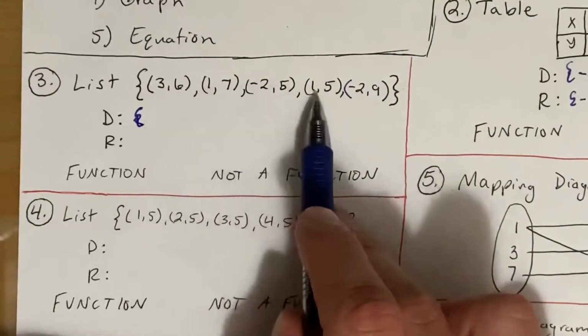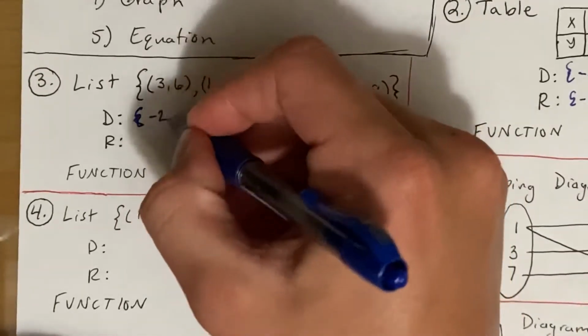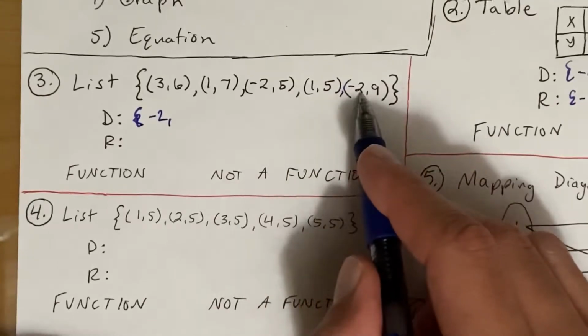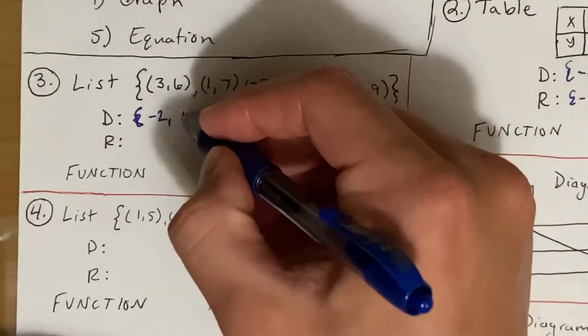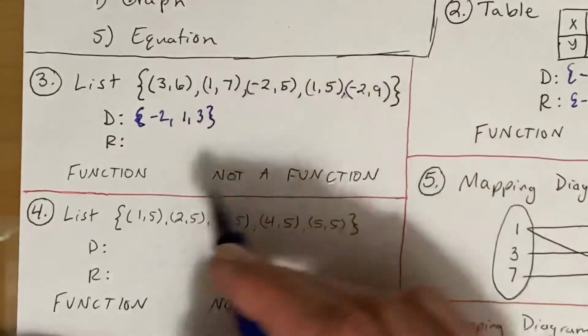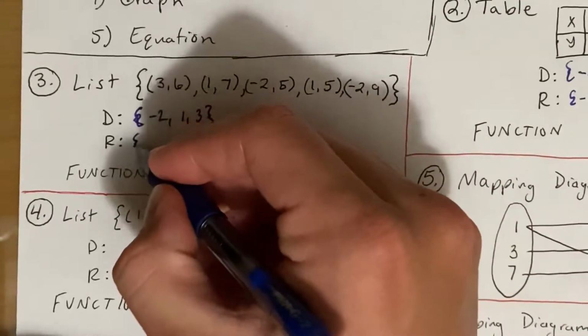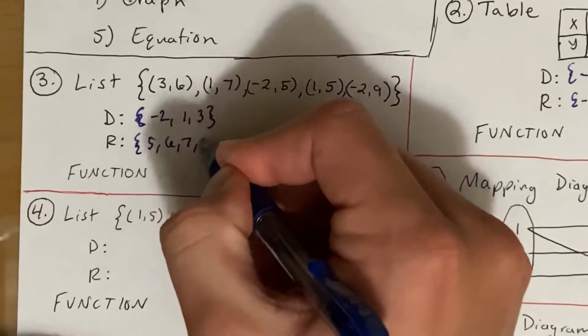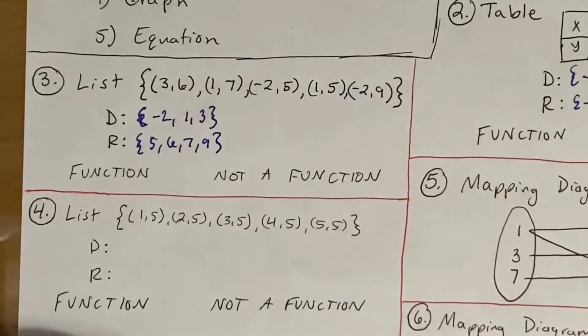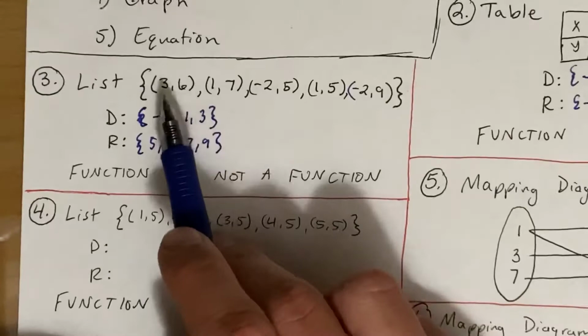My least range would be -2. There's 2 of those, so I'll have to write it once. 1 and 3. Okay, my range 6, 7, 5, 9. So I'm going to start with 5, 6, 7, and then 9. So there's my range. So now I want to look, do any of my x values repeat?